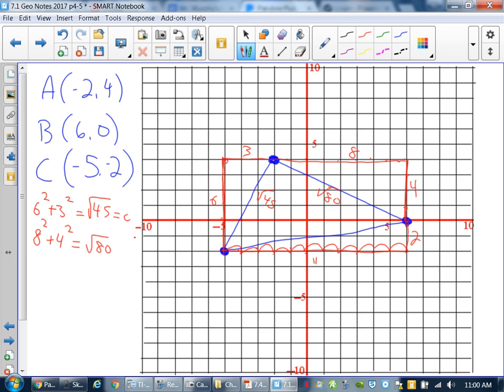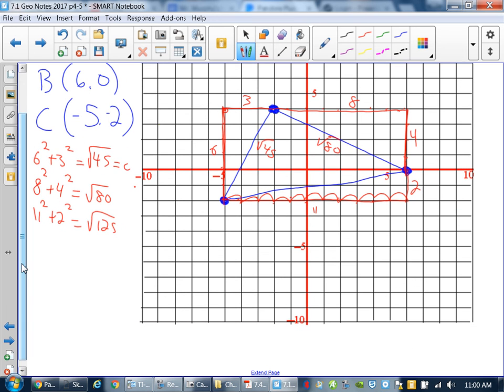Also, if you didn't recognize yet, we're making a triangle. So we have 11 squared and a 2 squared. It's gonna give me 125. You could probably look at this right now. We're looking at these 3 values. The square root of 45 squared is 45. The square root of 80 squared is 80, and 125. It is a right triangle.